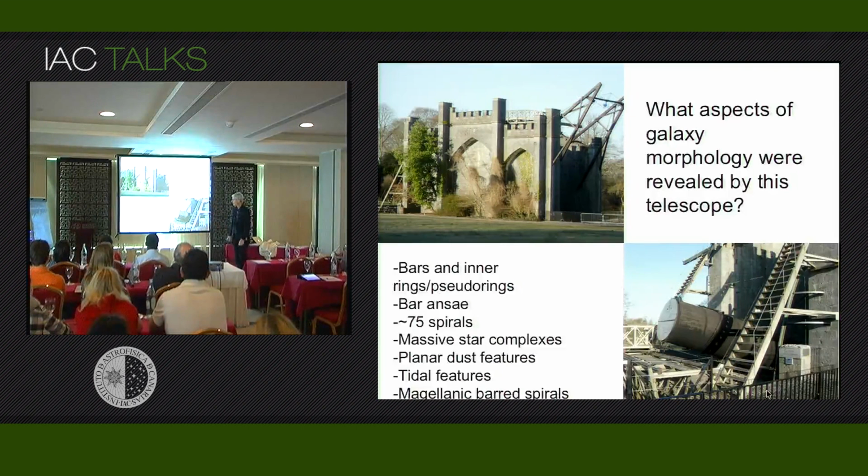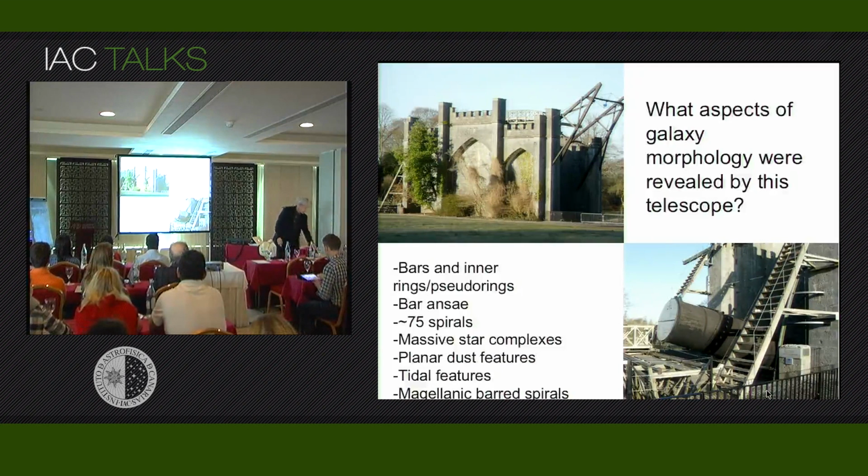Well, they saw bars and inner rings and pseudo-rings. They saw a bar, the little handles on the bar, and some 75 spirals. That's excluding planetary nebulae. They saw details in the spiral arms. They saw planar dust features, tidal features, and, believe it or not, Magellanic barred spirals are all seen at Birr Castle. Now, they didn't know these were galaxies. They didn't call them that. But the 3rd Earl built the telescope because he thought they were star systems.